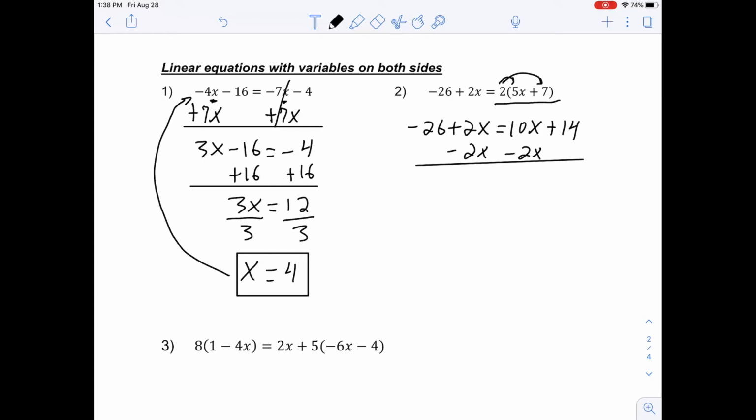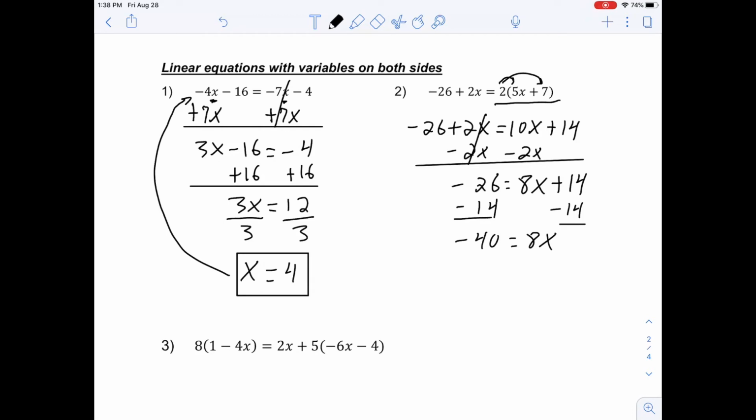So what I'm going to do, I'm going to move this time the variable to the right side just to show you it really doesn't make a difference. So I'm going to go ahead and subtract that 2x. When I do that, it keeps the variable positive. So then that leaves me with negative 26 is equal to 8x plus 14. So now I want to move the 14 over to the other side. So we're going to do the opposite. So I'm going to subtract 14. And that gives me negative 40 is equal to 8x.